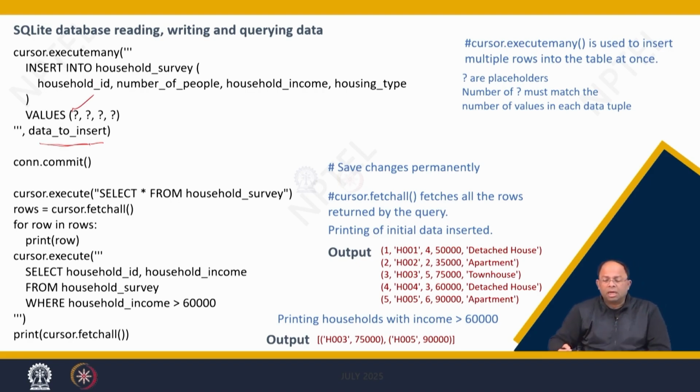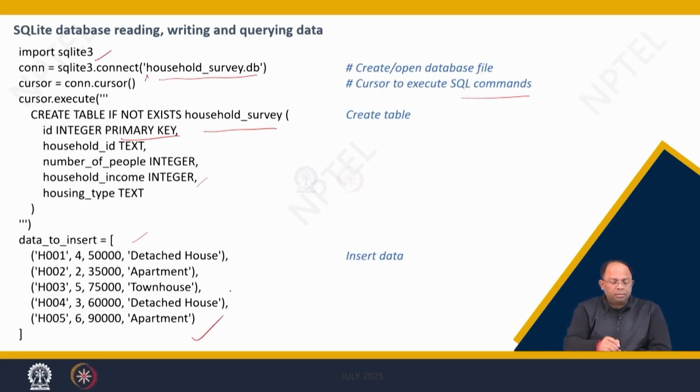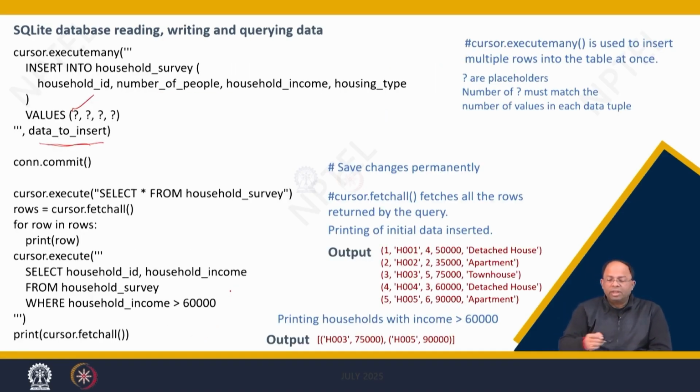So, that is data to insert, right. That means data to insert is already the values that we have stored earlier. Once we have done that, that means we have already inserted the data, and then if I give con.commit, the data gets saved permanently, right?